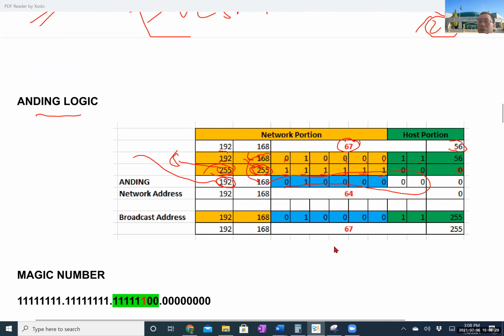And of course, when you convert it to decimal, you have 64 for this one. And you have the 64 for this one here. So you have the network address here, 192.168.64.0. That is the network address.